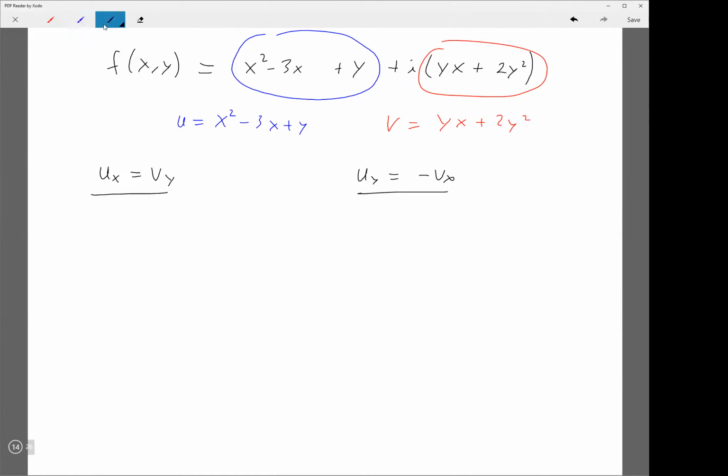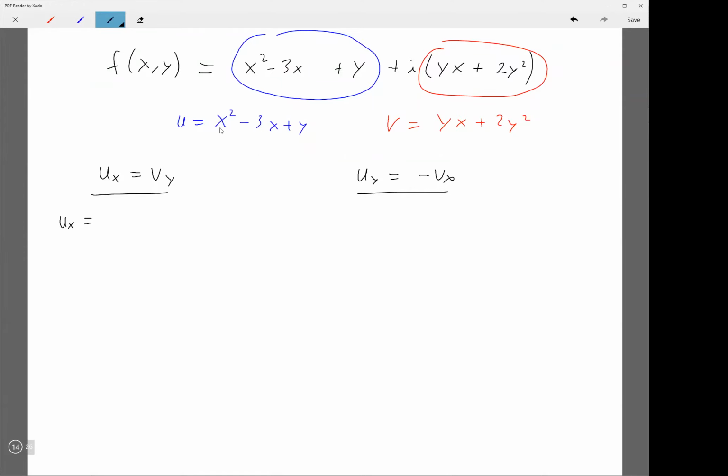And this is the partial derivative. Okay, so let's see, what's u_x? This is the partial of this with respect to x. So you treat y as if it's just a constant. Does anybody remember what the partial of this with respect to x is?